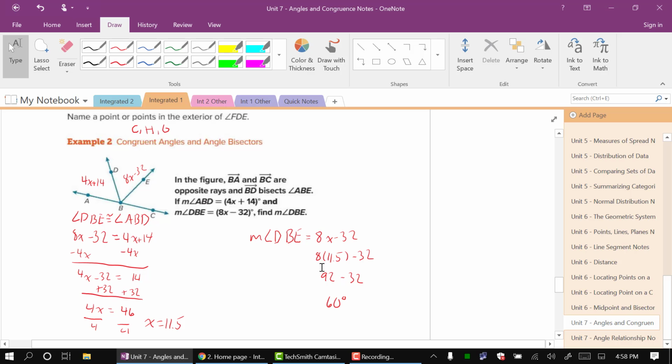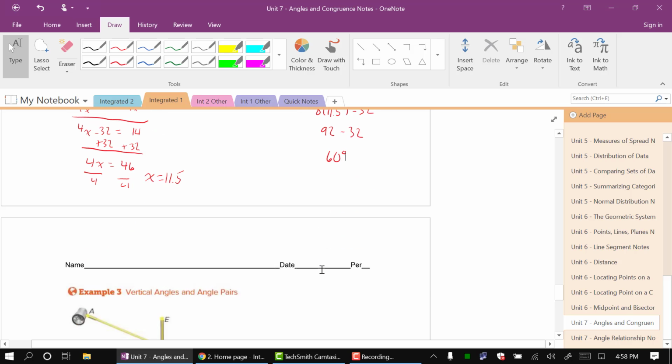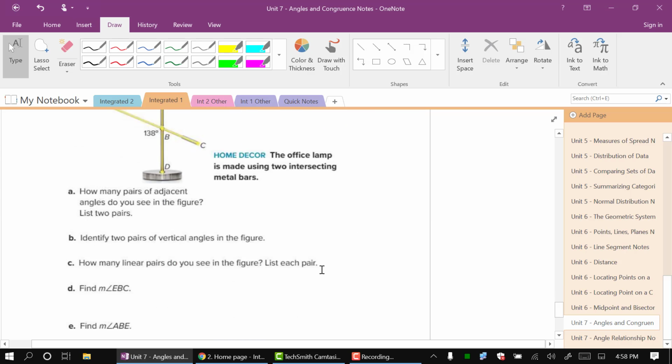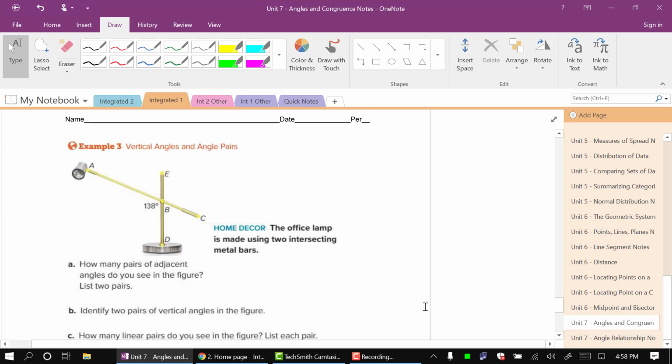Let's take a look at example 3. So example 3 is identifying some more different types of angles. So we have this lamp, and it's made of 2 intersecting metal bars. So how many pairs of adjacent angles do we see in this figure? So we see how many different pairs? So we've got one angle here, so that's 2 pairs, one angle here, another pair, one angle here, that's another pair, one angle here, another pair. So we have 4 pairs, but we only have to list 2.